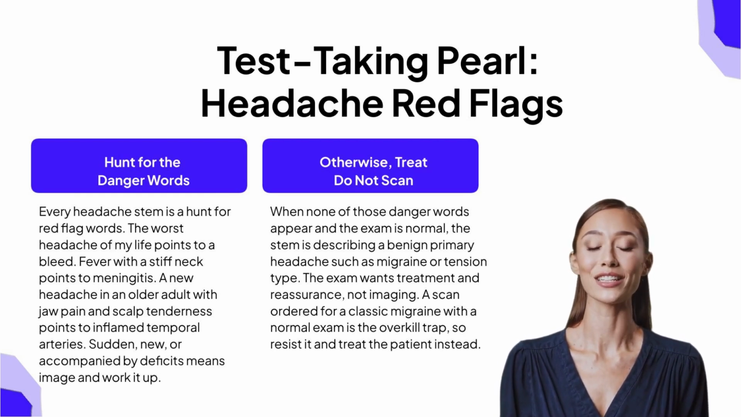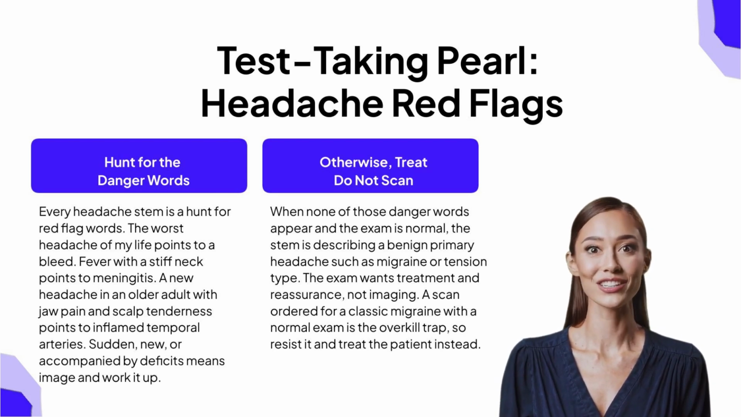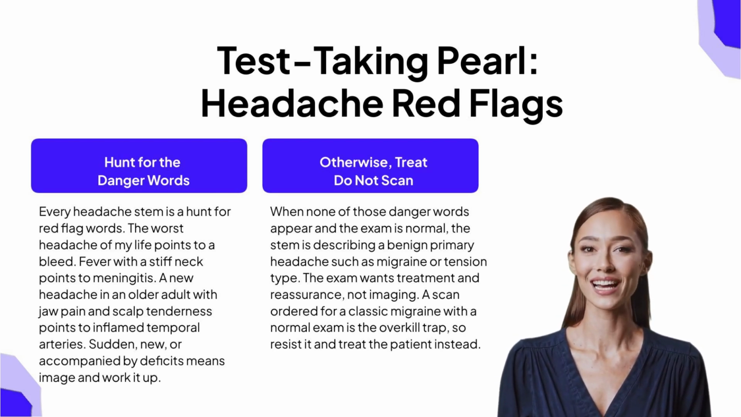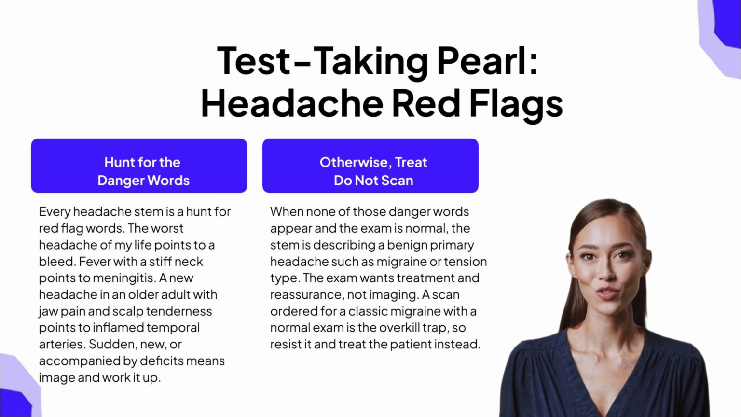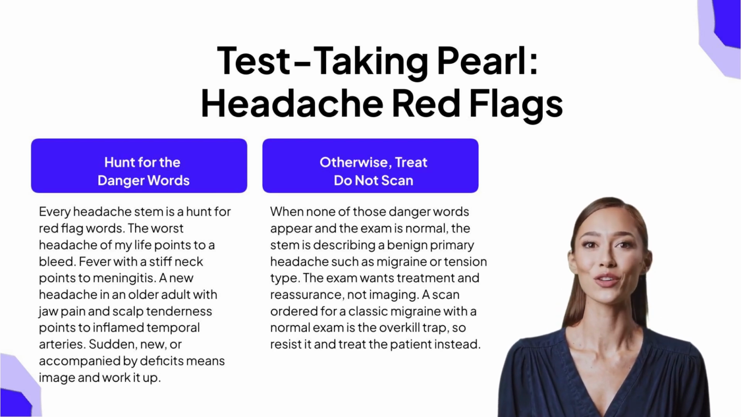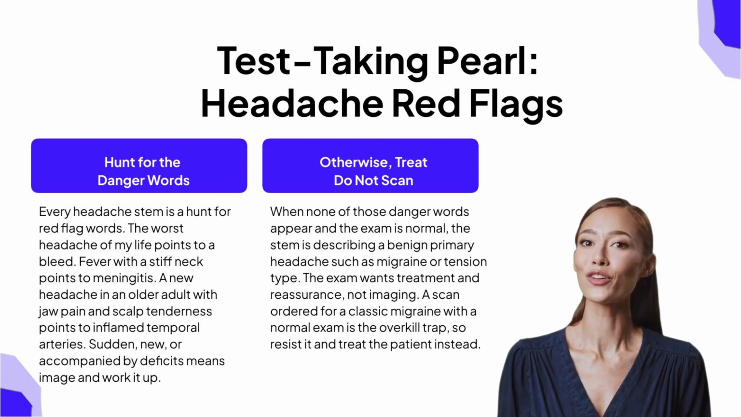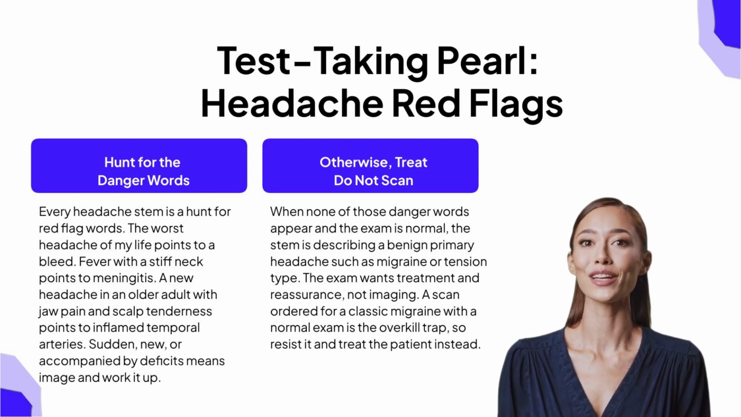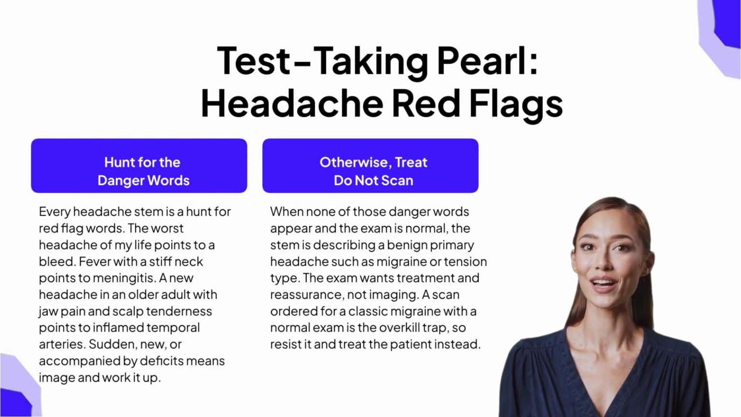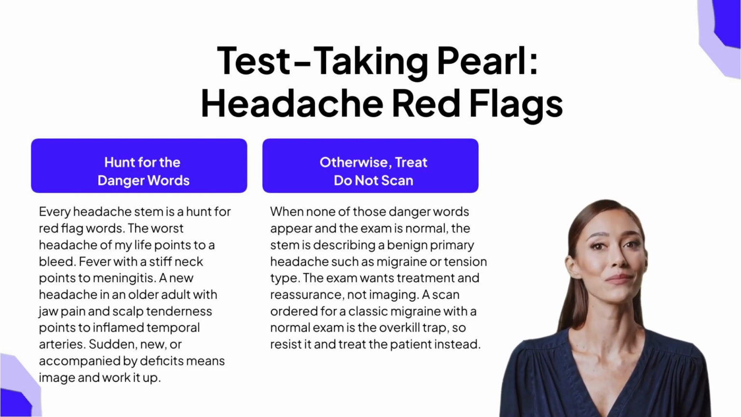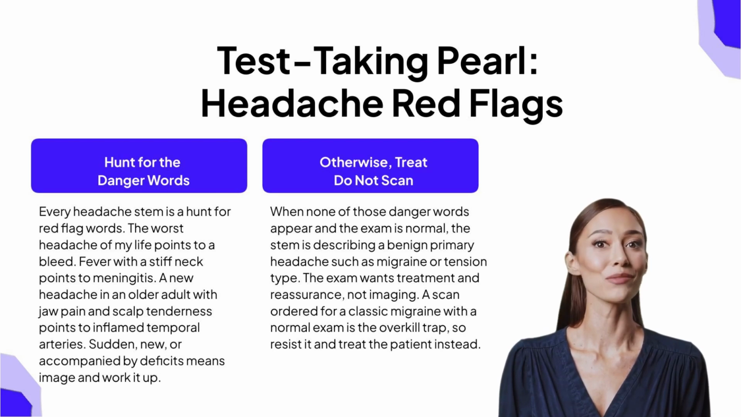Any headache that is sudden, brand new, or comes with neurologic deficits should push you to image the head and work it up. Now the flip side. When none of those danger words appear and the neurologic exam is normal, the stem is almost always describing a benign primary headache, such as migraine or tension type. In that case, the exam wants you to treat the headache and reassure the patient, not to order a scan. A scan ordered for a classic migraine with a normal exam is the overkill trap the writers love to plant. So recognize it and choose treatment instead.